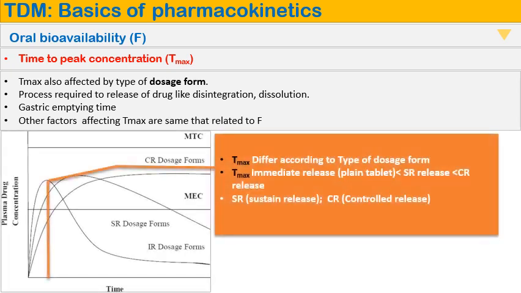Another factor affecting the Tmax or gastric emptying time. Other factors may relate to the same factor of the F. For example, with different dosage forms, for an immediate release tablet the onset is very high and rapid, and the Tmax is shorter. While for a controlled release tablet, the onset is very delayed, so the Tmax is delayed in onset. While for a sustained release tablet, the onset is also delayed as compared with the immediate release capsule.